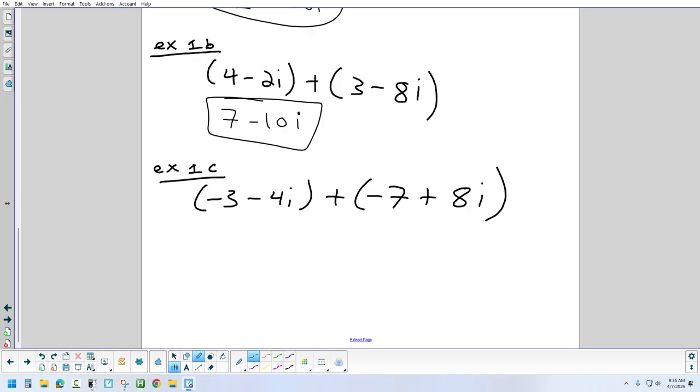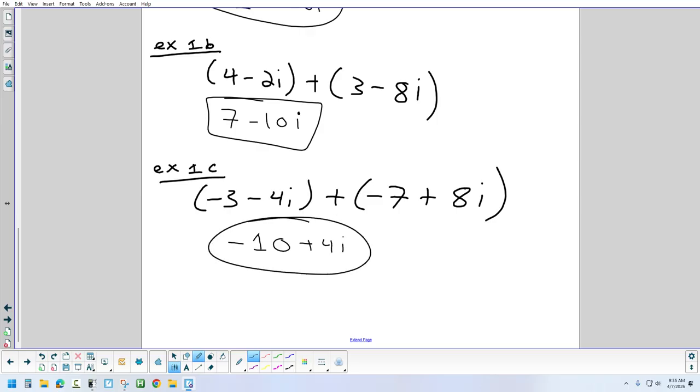So this one is negative 3 minus 4i plus negative 7 plus 8i. Anyone think they could just give me the entire answer? Negative 10 plus 4i. Yep. So negative 3 plus negative 7 is going to give me a negative 10. And then negative 4i plus 8i is 4i.